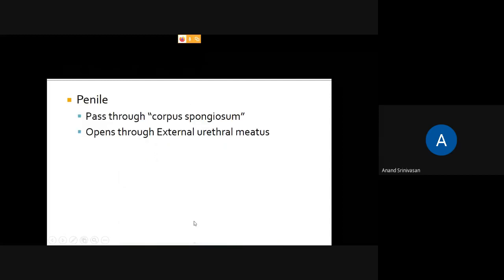All right. The third part of the urethra is called the penile urethra. The penile urethra passes through a structure called the corpus spongiosum, and it opens through the external urethral meatus. I will show you in the picture.